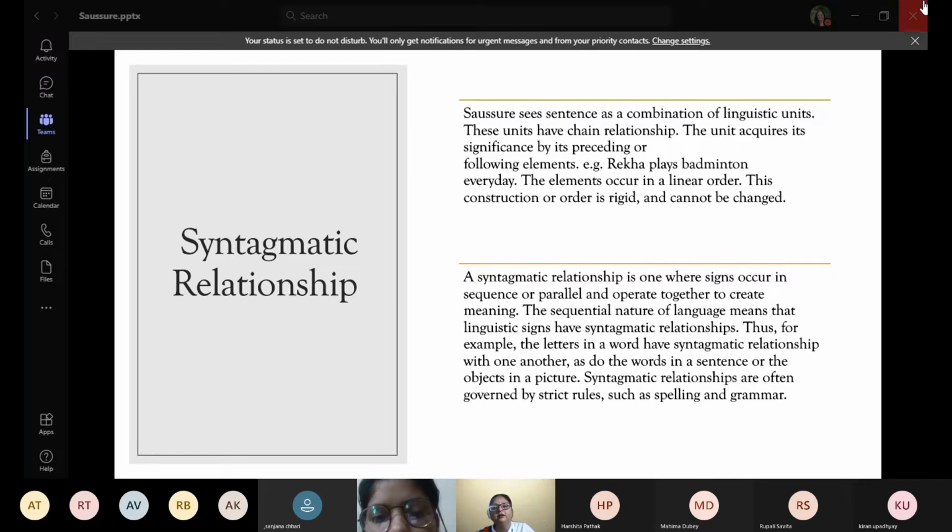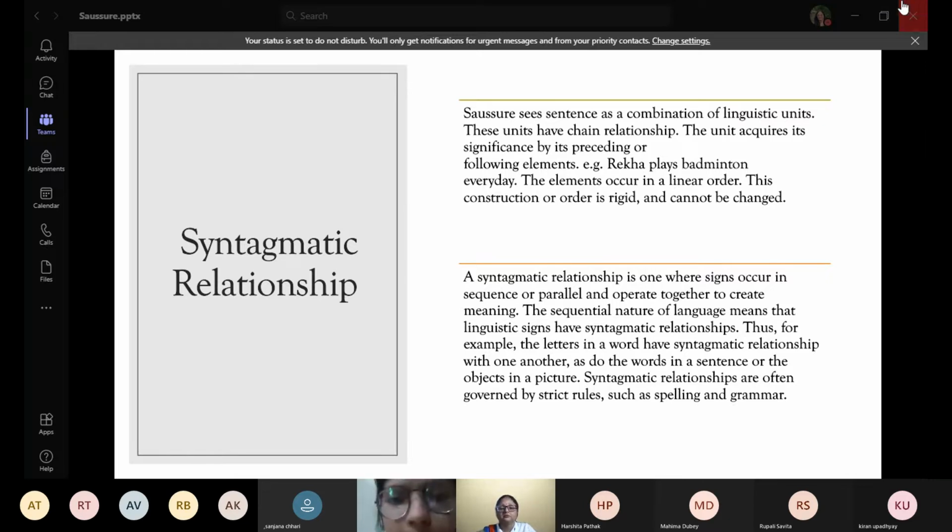So elements occur in a linear order. And this construction or order is strict. It is bound by rules and it cannot be changed. Syntagmatic relationship is one where signs occur in sequence or parallel and operate together to create meaning. The sequential nature of language means that linguistic signs are in syntagmatic relationship.